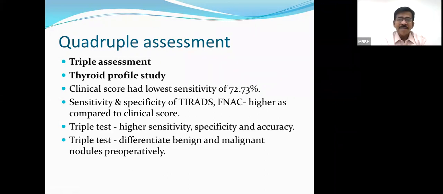Simple clinical score had the lowest sensitivity of 72.73%. Sensitivity and specificity of TIRADS and FNA are higher as compared to clinical score. The triple test combining the clinical examination, imaging, and FNAB has higher sensitivity, specificity, and accuracy. And this can differentiate between benign and malignant nodules preoperatively.